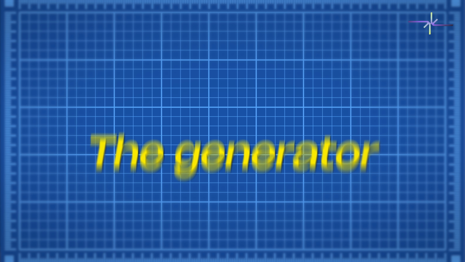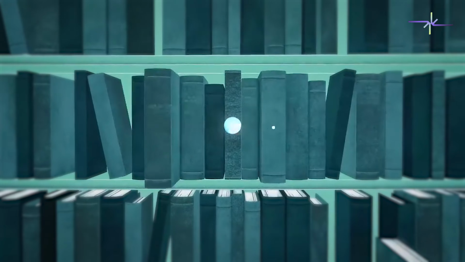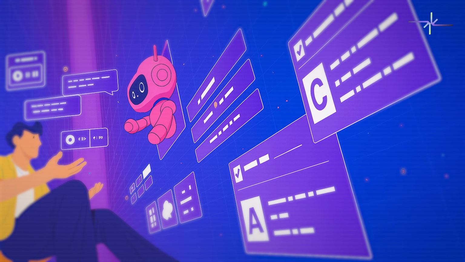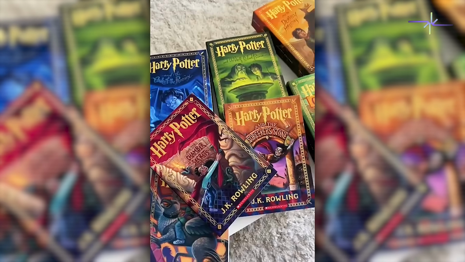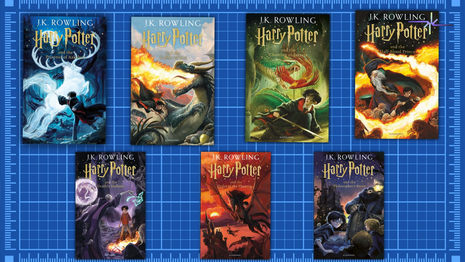Okay, so how does this magic happen behind the scenes? It's a two-part process. First, we have to prepare the knowledge, and second, we have the live question and answer flow. Indexing. Preparing the knowledge library. Before you can ask any questions, you need to build your special bookshelf. This is called indexing. Let's say you want to build a chatbot that can answer any question about the Harry Potter books. First, you gather all your documents. In this case, all 7 Harry Potter books. This is your knowledge base.